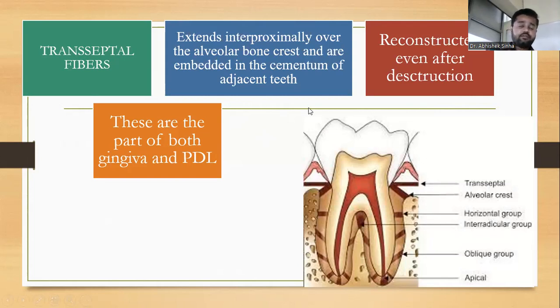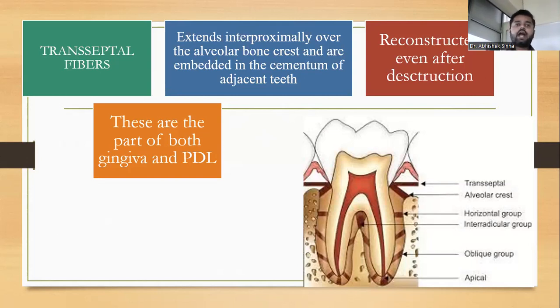This is one such fiber which is reconstructed even after destruction. What do you mean even after destruction? That means during flap surgeries, when you give incisions and you elevate the flap, even after that, when you reposition the flap, these are the first fibers to form. They get reconstructed even after destruction. These are the part of both gingiva and PDL.